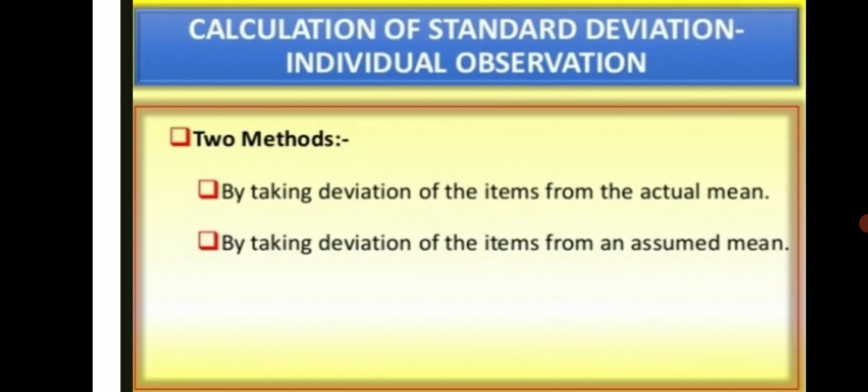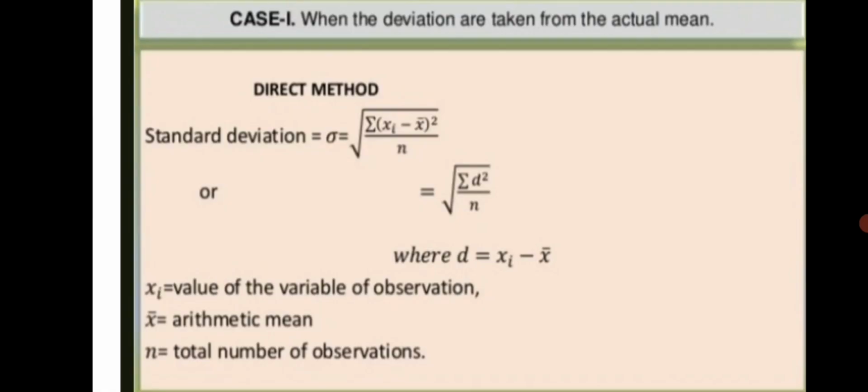There are two methods. The first is by taking the deviation of the items from the actual mean, and the second one is by taking deviation of the items from an assumed mean. In the first case, when the deviations are taken from the actual mean, it is a direct method. Standard deviation sigma is equal to root of sigma (x1 minus x bar) whole square upon n, where d is equal to x1 minus x bar, x1 is the value of the variable observation, x bar is the arithmetic mean and n is the total number of observations.